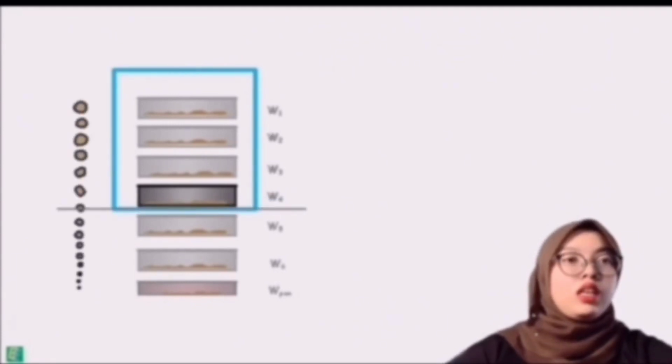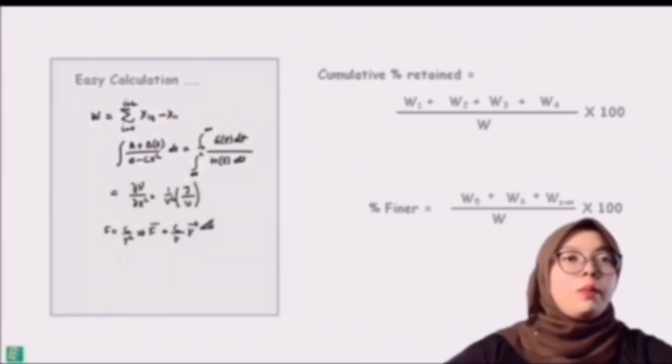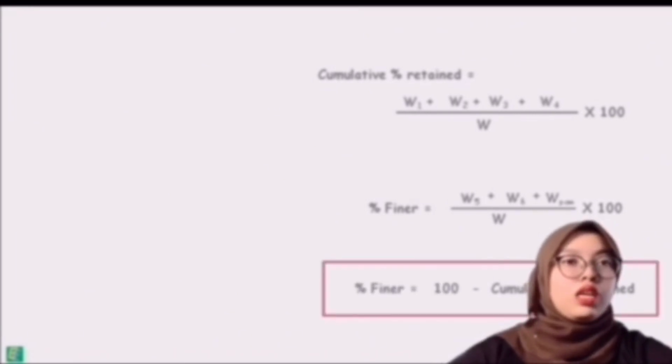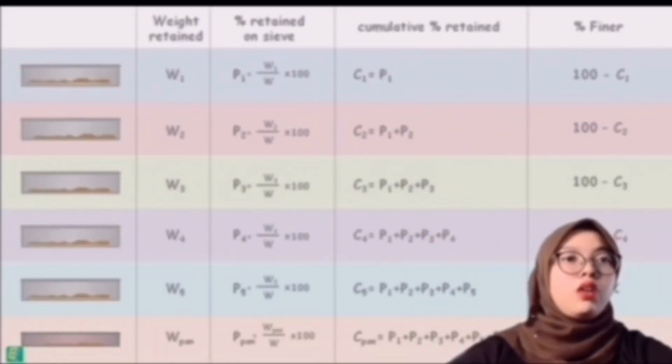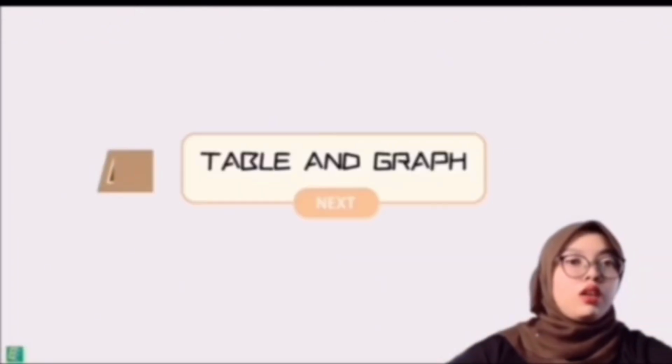To facilitate our understanding, this final percentage can be calculated by subtracting the cumulative percentage retained, represented by the letter C, from the total sample, which is 100%. So we can look at the calculation table required to get all the percentages. Make sure you all memorize each formula. Now, we will move on to the description of the table and graph.